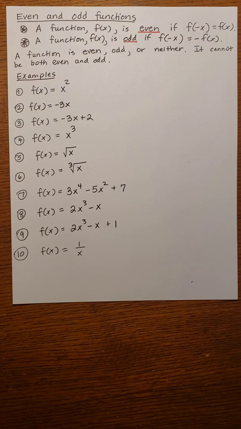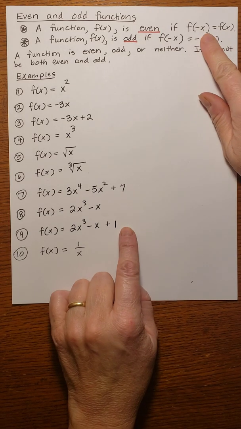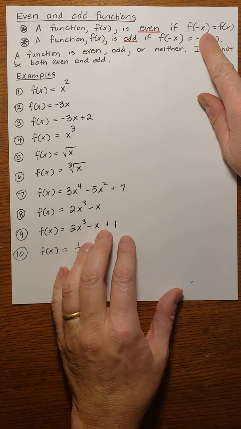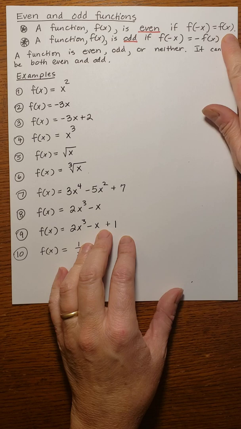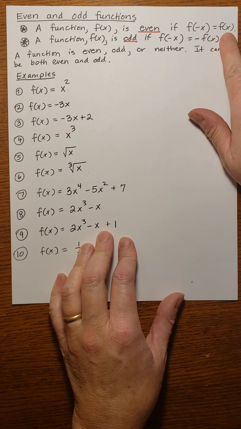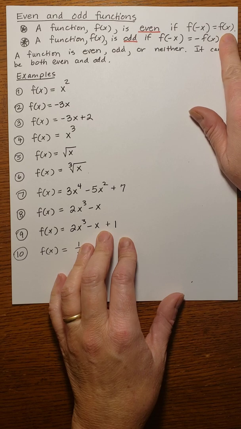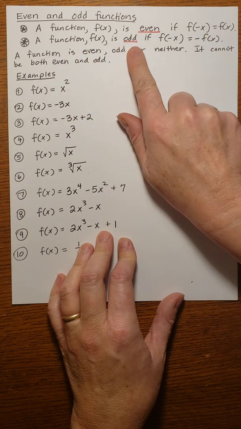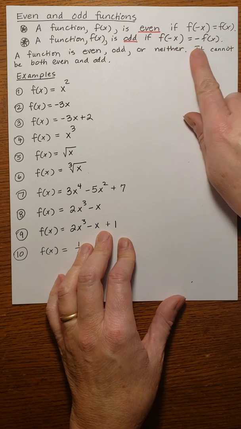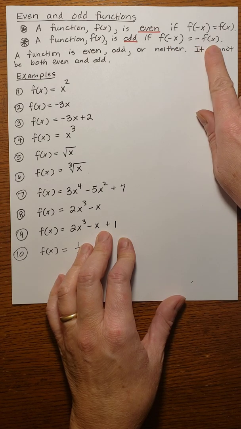In this video, I'm going to talk about even and odd functions. So a function f of x is even if when you substitute negative x into the function as an input, your output is going to be positive f of x. So you put in negative x and out comes f of x. A function is odd if when you substitute negative x into the function, you get negative f of x as output.